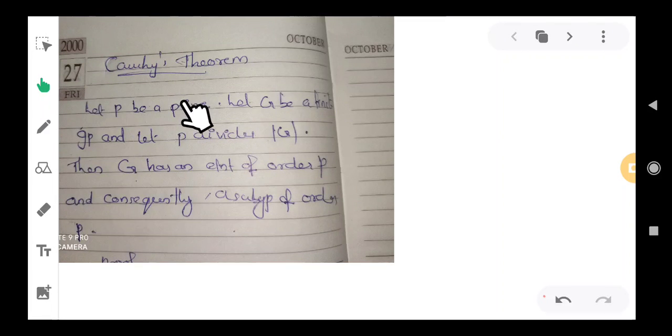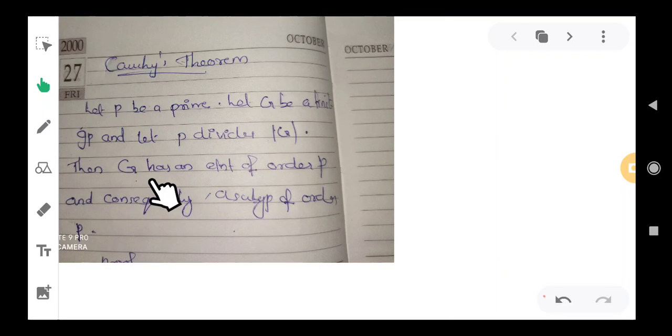Cauchy's theorem. It is an important theorem in algebra. It says that let P be a prime. Let G be a finite group. It is important that G is a finite group, and let P divide the cardinality of G. Then G has an element of order P and consequently a subgroup of order P.